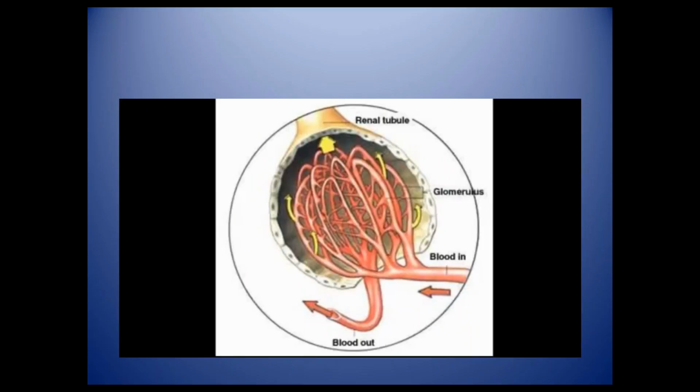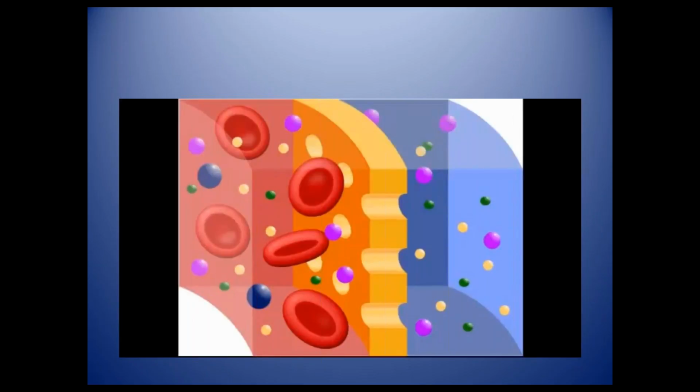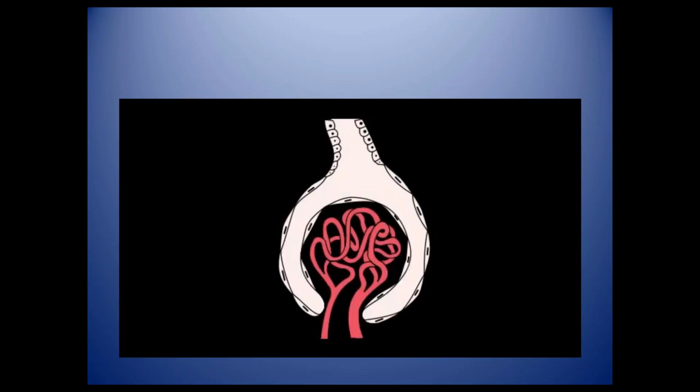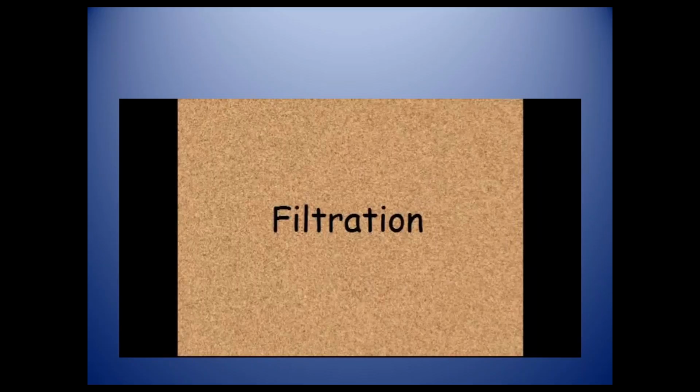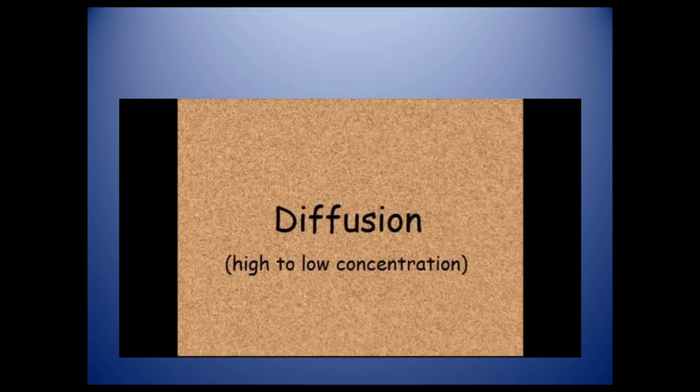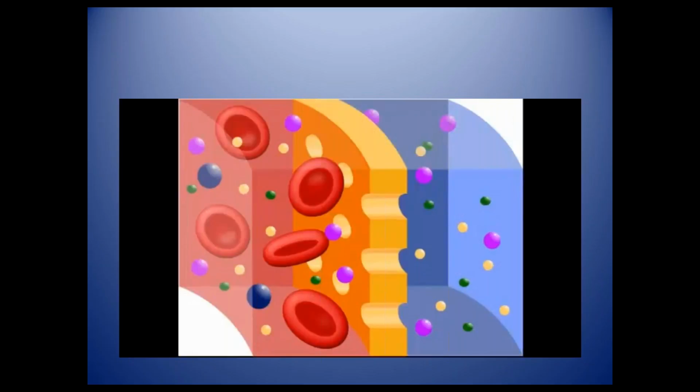As it gets pushed through the glomerulus, there are holes in the walls of the glomerulus. As it's being pushed through, most of the water and dissolved substances in the blood get pushed out of these blood vessels and into Bowman's capsule. Anybody remember what the transport mechanism was called that uses a push? Filtration, very good. This is the best example of filtration in the body. The substances are not moving from high to low concentration, which would be diffusion. They're not moving because of a difference in concentration. They're moving because they're being pushed through.